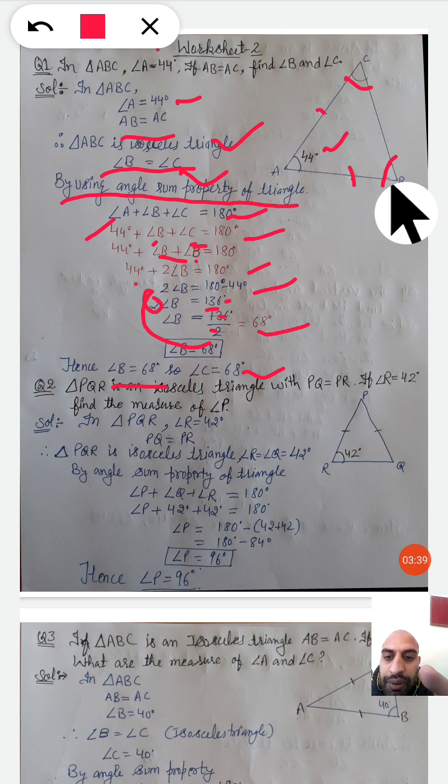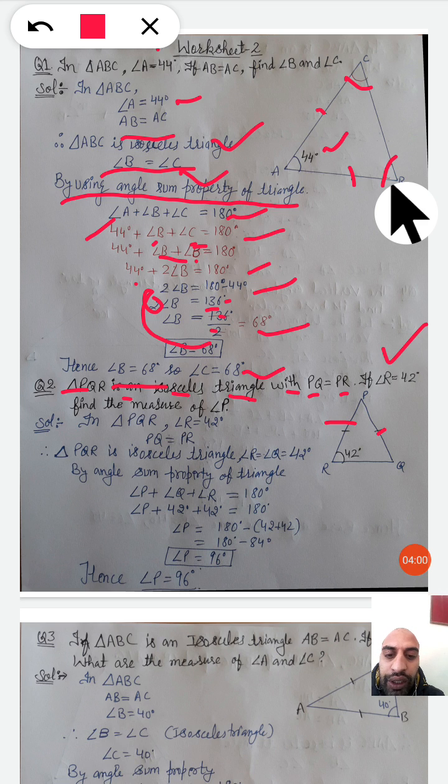As I told you, here we have question number 2. A triangle PQR is isosceles triangle with PQ is equals to PR. That means P to Q side is equals to P to R. PQ is equals to PR. This is clear. And angle R is already given.